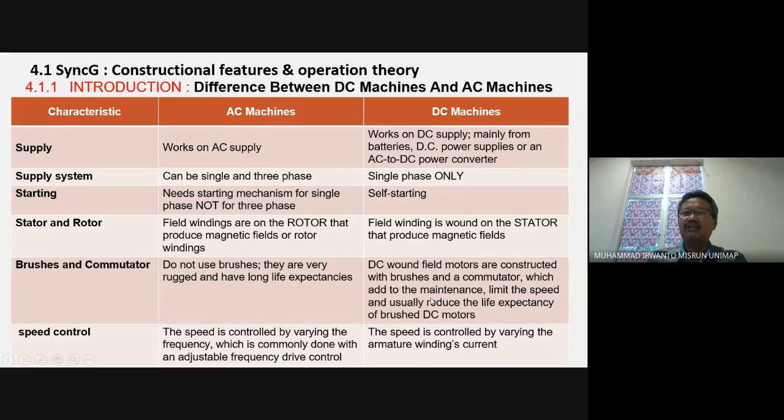But in the DC machine, the speed is controlled by varying the armature winding current. Because for the motor, we want to control the motor speed, so we vary the current that flows through the armature winding.